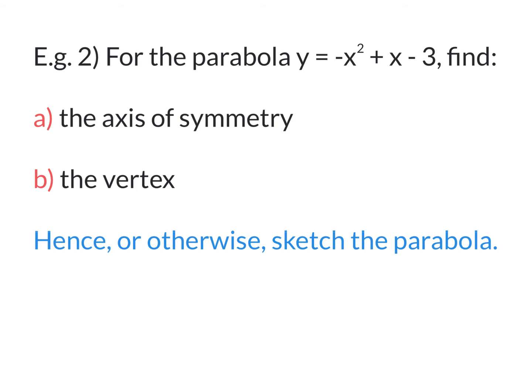Here's a second example. Minus x squared plus x minus 3. And we're going to find the same things: the axis of symmetry, the vertex, and then sketch it.